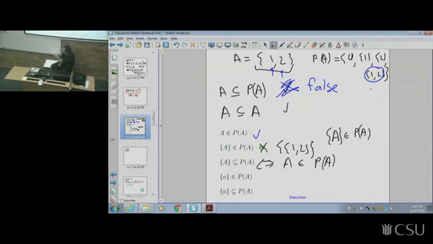Is A inside of P of A? Yeah, there it is right there. So that one is actually true. Is the set containing A a subset of the power set? The answer is yes, because every element in it, there's only one element in it, A, is contained in the power set. So that's one possible subset of A.